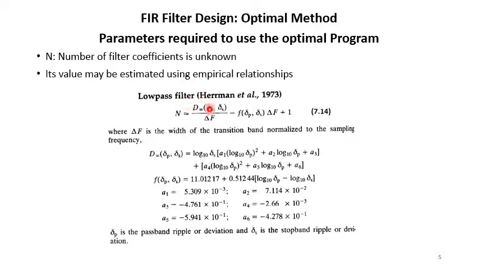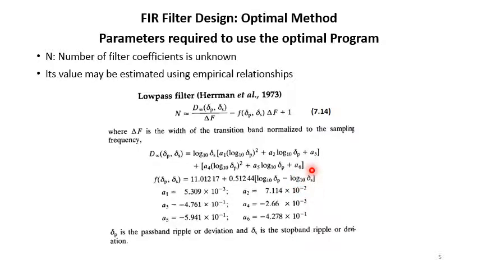The second is the D infinity function of delta p and delta s. This is given as log of delta s into a1 log base 10 of delta p squared plus a2 log base 10 of delta p plus a3, plus a4 log base 10 of delta p squared plus a5 log base 10 of delta p plus a6. And similarly, the f function of delta p and delta s is given as this value plus 0.5124 times log base 10 of delta p minus log base 10 of delta s.